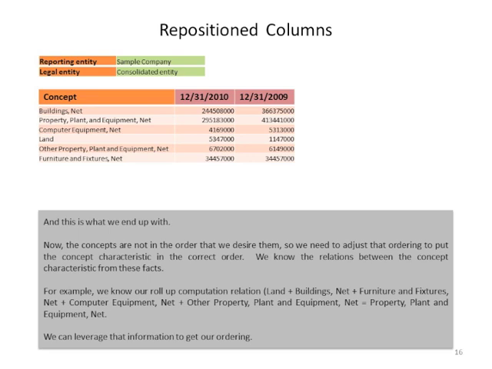Now, the concepts are not in the order that we desire them, so we need to adjust that ordering to put the concept characteristics in the correct order. We know the relations between the concept characteristics of these facts. For example, we know our roll-up computation relation: land plus building plus furniture and fixtures plus computer equipment plus other property, plant, and equipment equals property, plant, and equipment net, the total. We can leverage this information to create the ordering of these concepts.